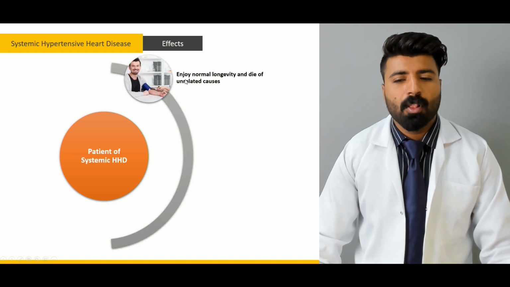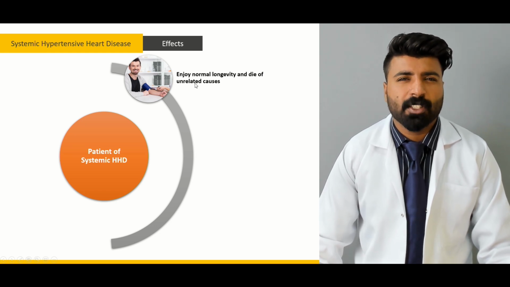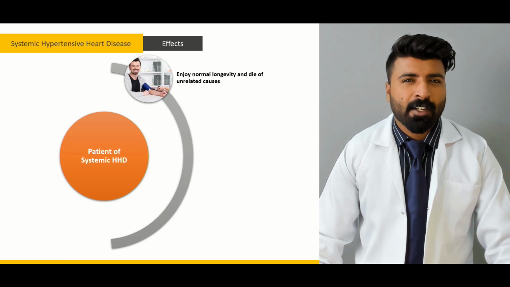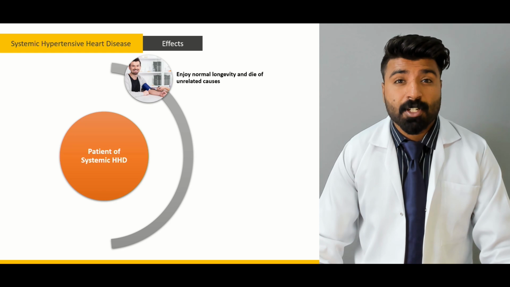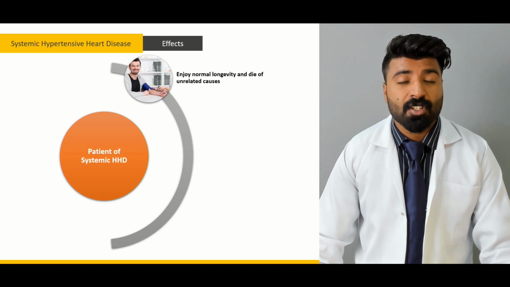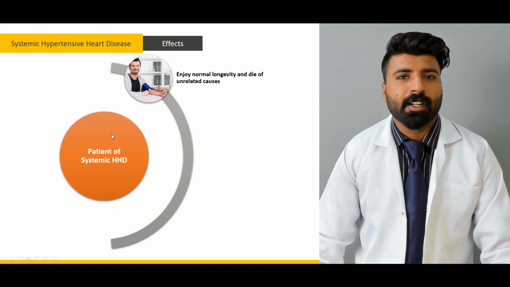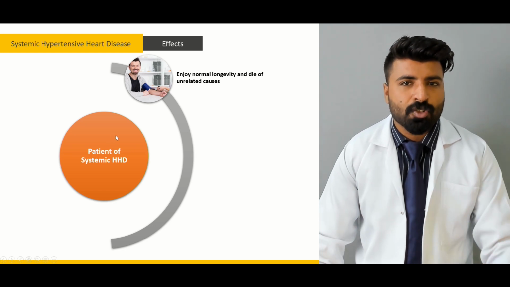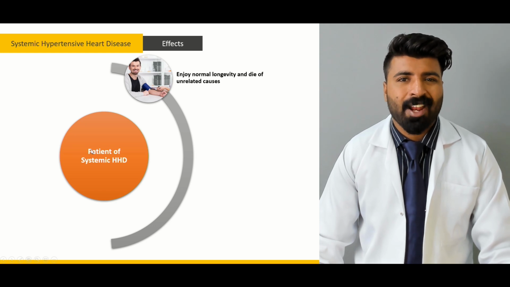They enjoy normal longevity and die of unrelated causes. They live normally, they take medication, and they don't have any life-affecting effects. They don't have effects like diabetes patients who go through amputations and end organ damages. These patients can go through end organ damage, but if they keep the blood pressure in control, there's no problem with end organ ischemia or any kind of amputation.